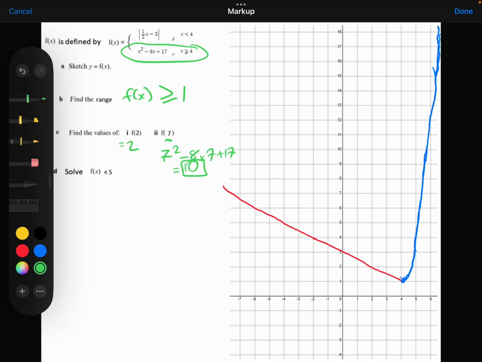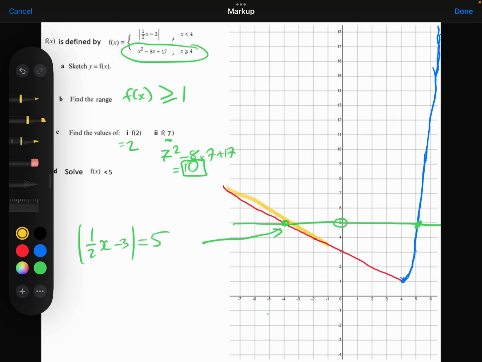And then part D, solve f of x is less than 5. So here's where y is 5. So I need to find the values where f of x is equal to 5, and then I can find when it's less than that. So let's find this value of x here, first of all. That's where our modulus, half x minus 3, is equal to 5.